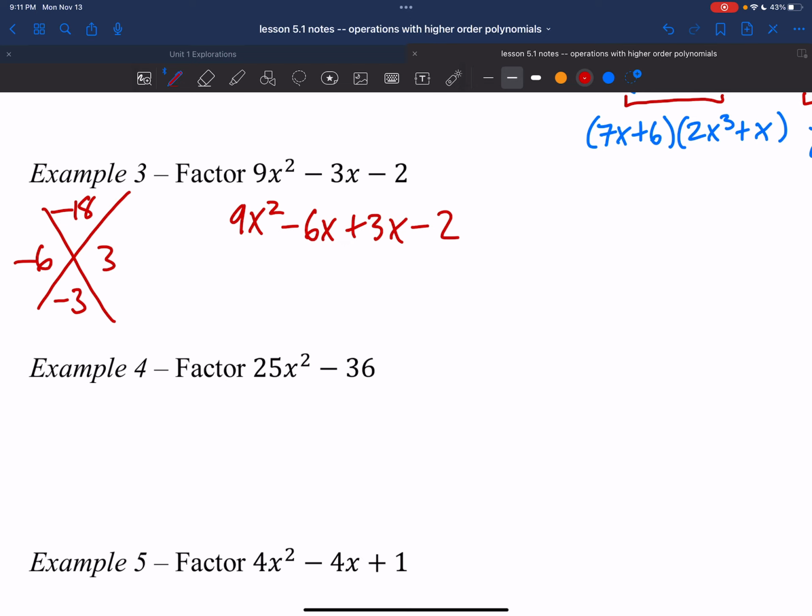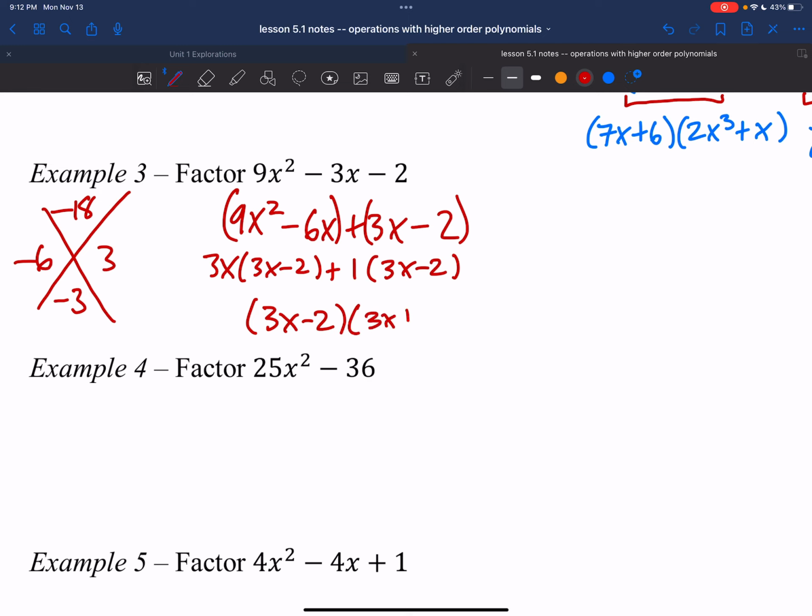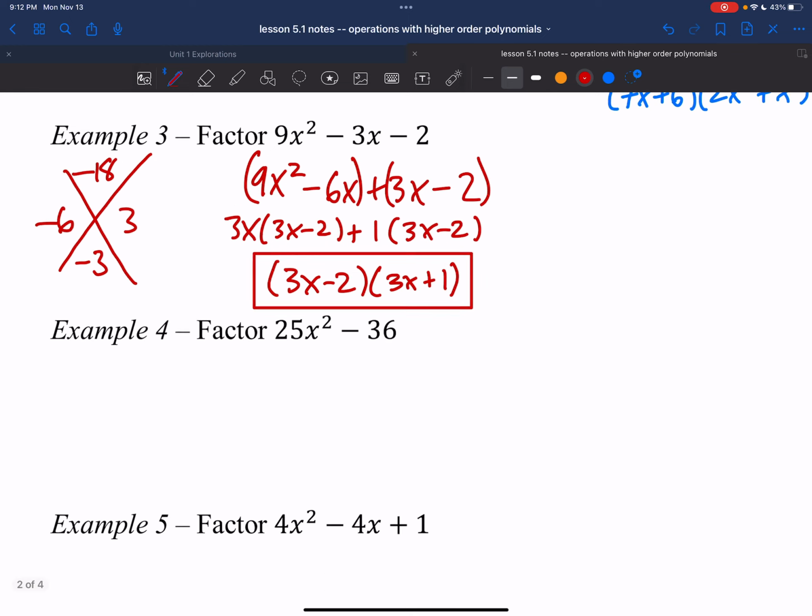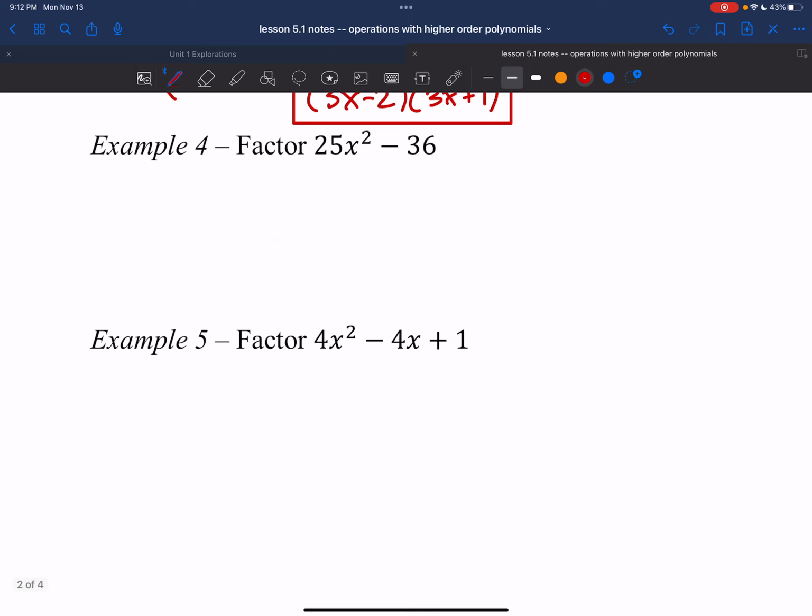And then I just do GCF, factor by grouping, right? So if I group the first two, and then I group the next two, then I take out GCF as 3x. I get 3x minus 2 here, plus, oh, look, that's 1 times 3x minus 2. So this factors as 3x minus 2 times 3x plus 1. Okay? And there it is. Ta-da! Factor by grouping with the quadratic trinomial.